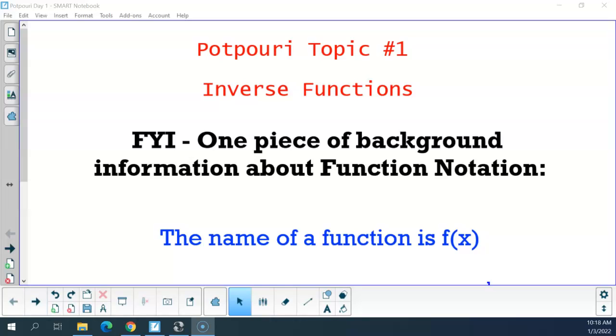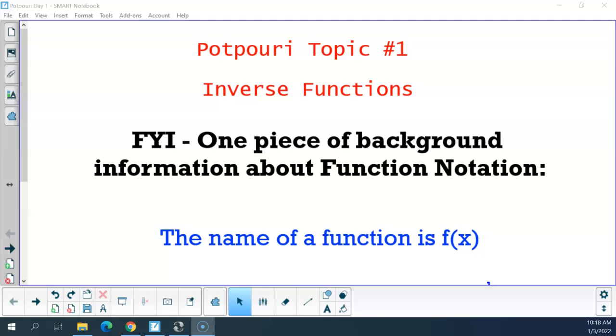All right, so the topic today, which will be on your slide, is inverse. So first thing is just a little refresher about function notation.